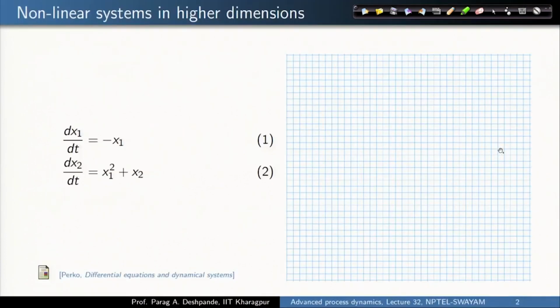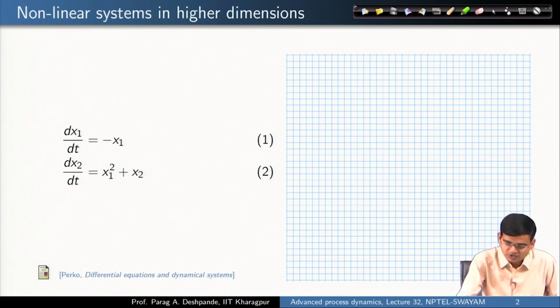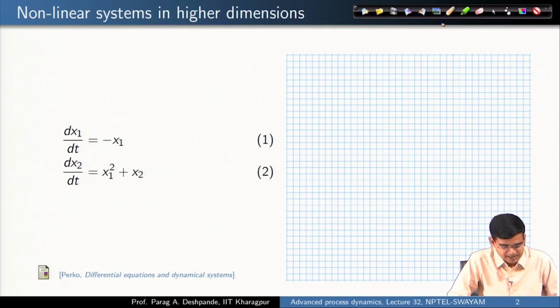So, let us start our analysis. What we have here in front of us is a second order system. So, I have a system of 2 equations, dx 1 by dt is equal to minus x 1 and dx 2 by dt is equal to x 1 squared plus x 2. Okay. We will try to analyze this system and see what we can learn from the analysis of this system.